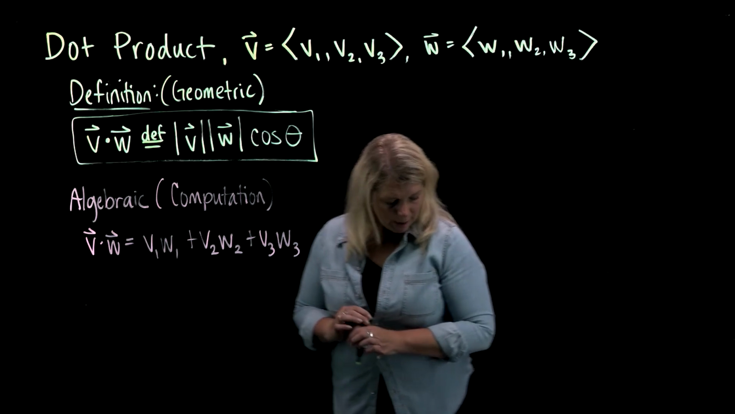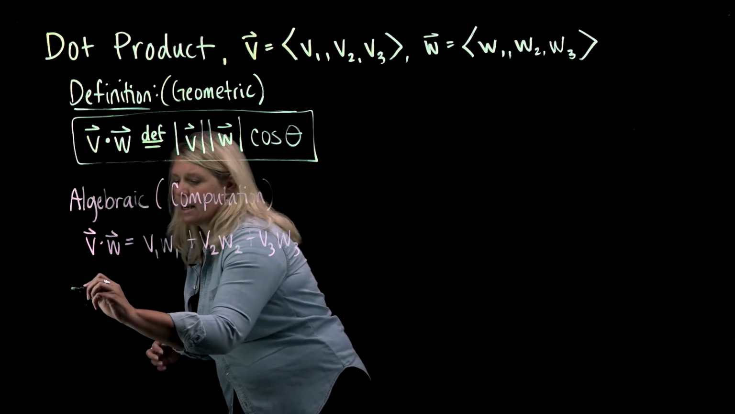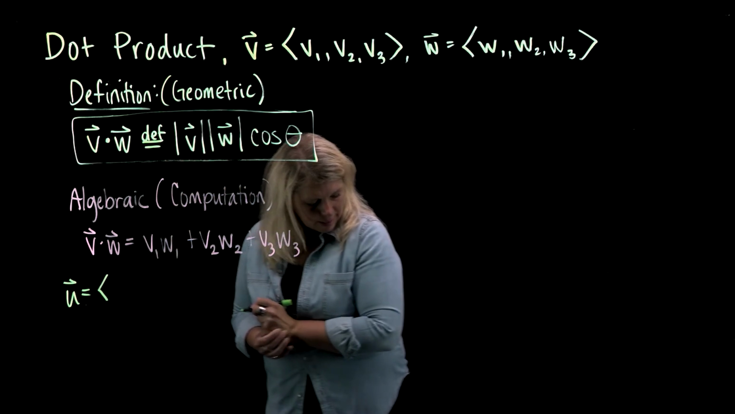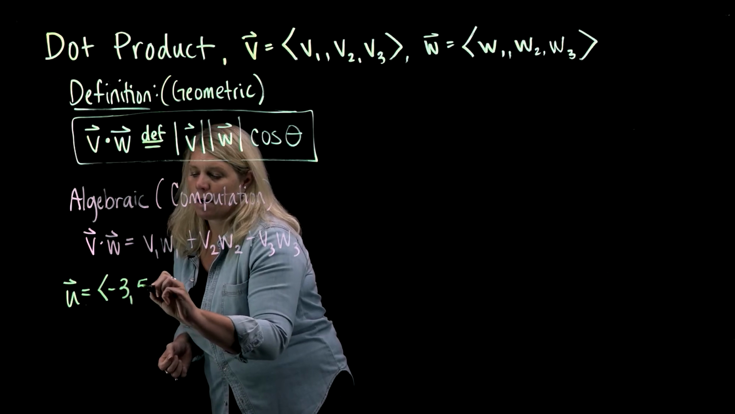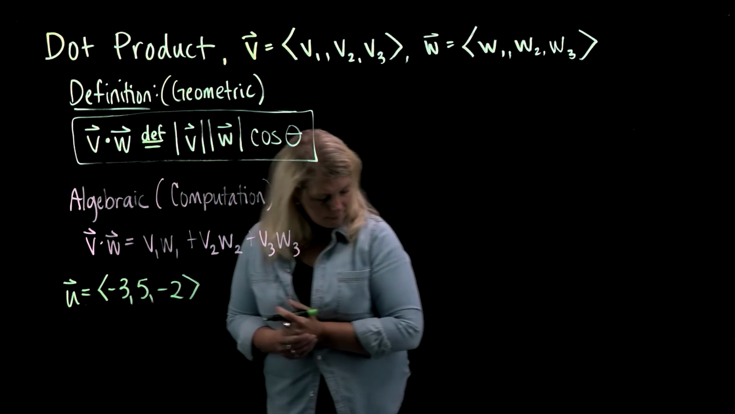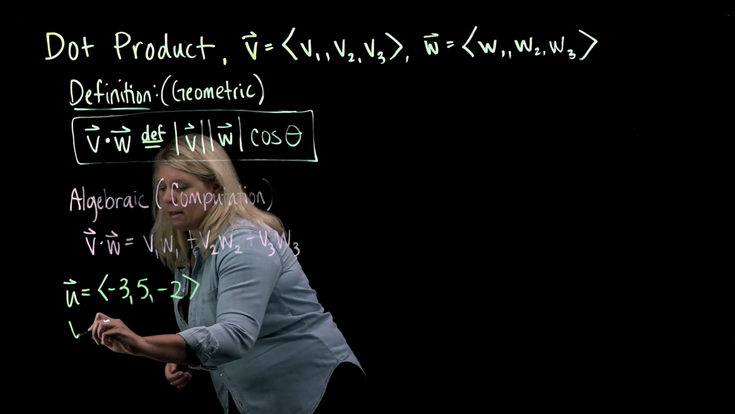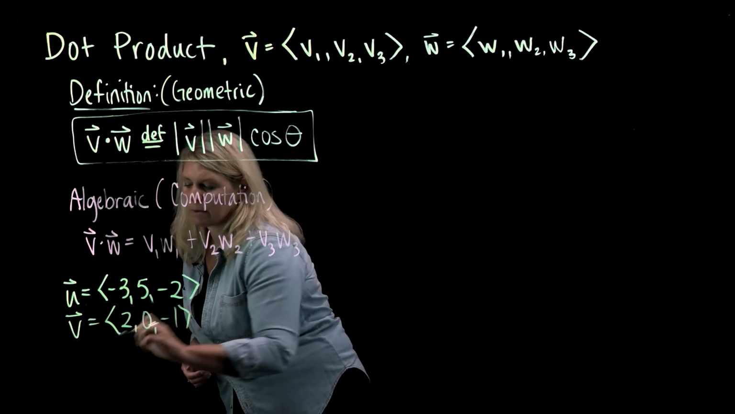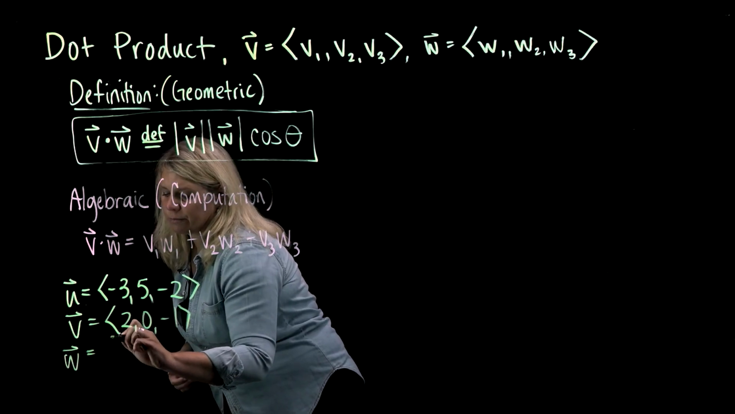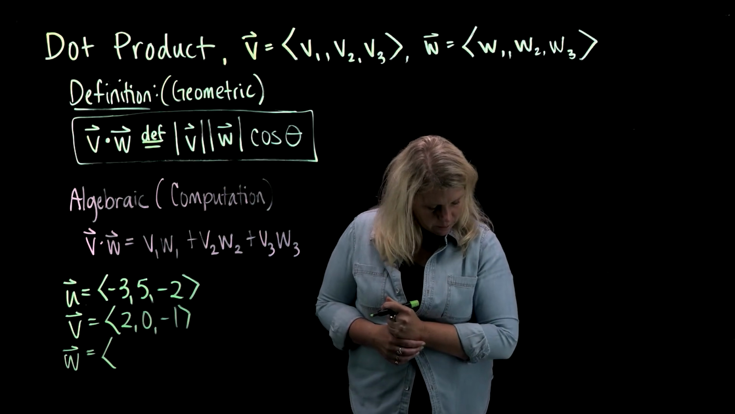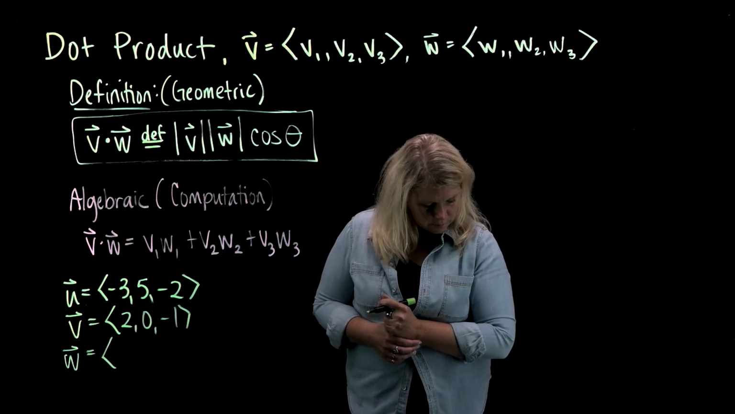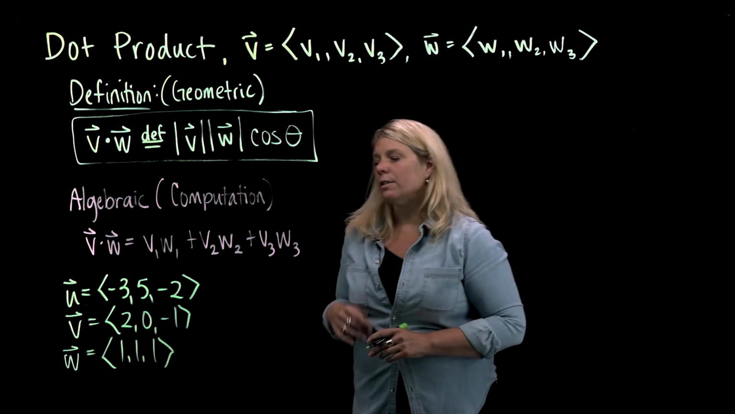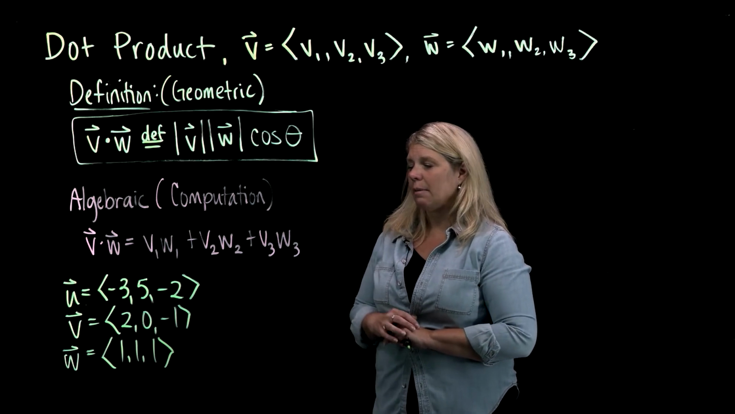All right, so for my vectors here, I've written down some examples here that I want to use. So we're going to use -3, 5, -2 for one of the vectors, and then another vector, 2, 0, -1, and a third vector, 1, 1, 1. Okay, so I can calculate dot products between each of these vectors.